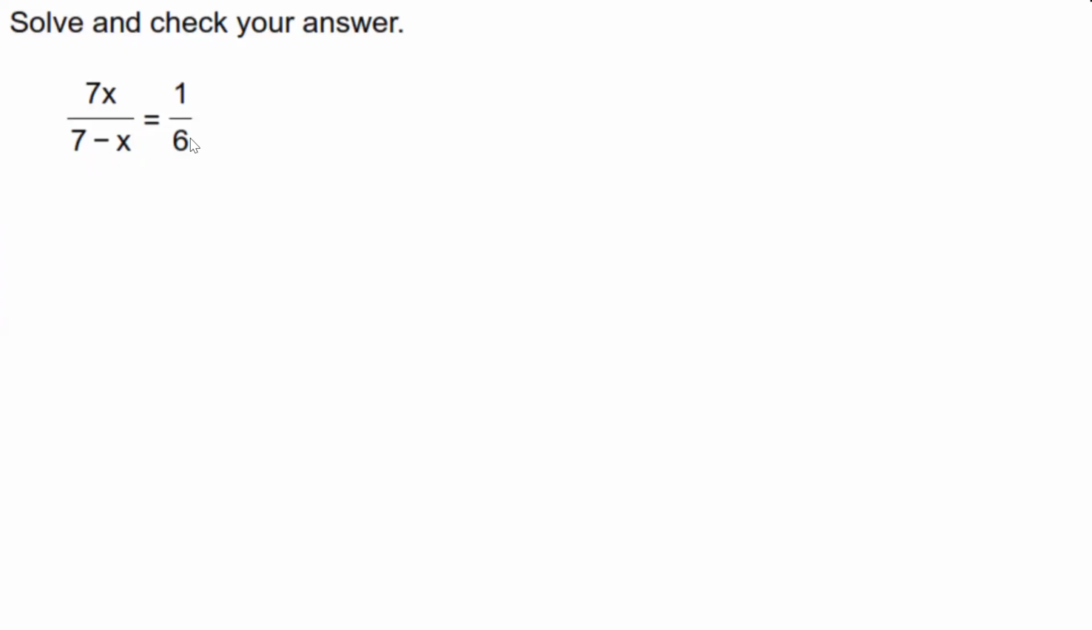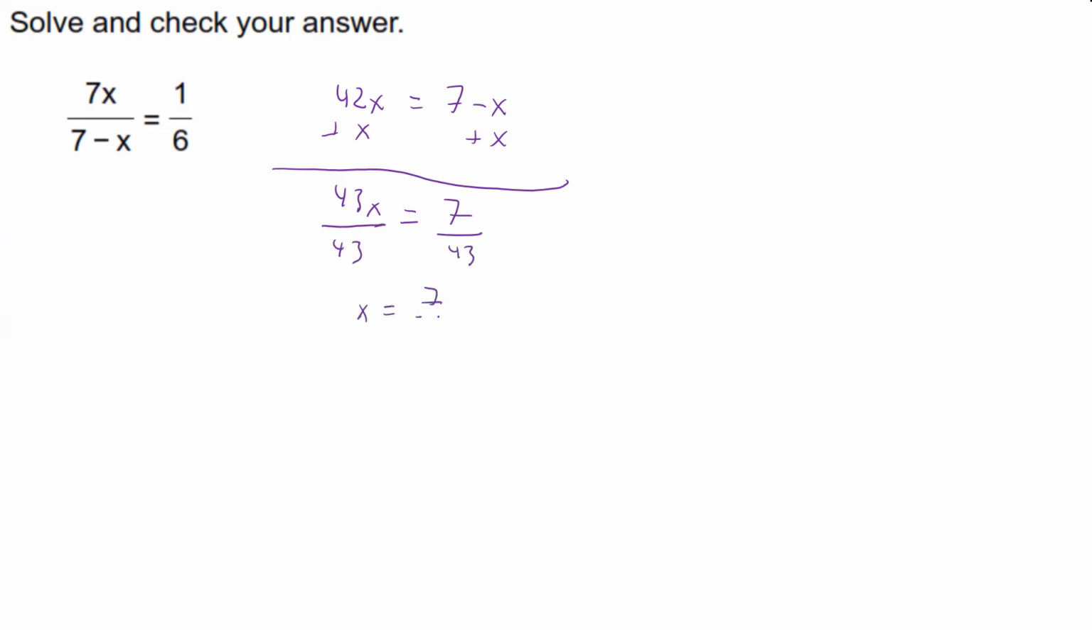All right, this one again, we have different denominators. So the way to work this would be to do the cross product. So 7x times 6 is going to be what? Well, that's going to be 42x. 1 times this is going to be equal to 7 minus x. So if we add x, we get 43x is equal to 7. Divide by 43. So x is equal to 7 over 43.